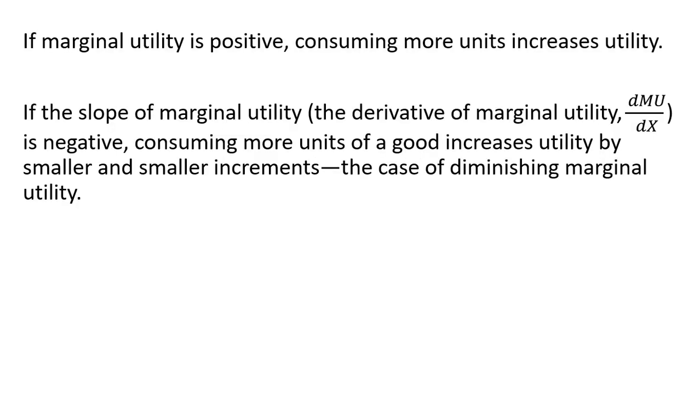Hello, in this video we're going to test whether marginal utility of a good diminishes. If marginal utility is positive, consuming more units increases utility. If the slope of marginal utility, that is the derivative of marginal utility, is negative, consuming more units of a good increases utility by smaller and smaller increments. That's the case of diminishing marginal utility.